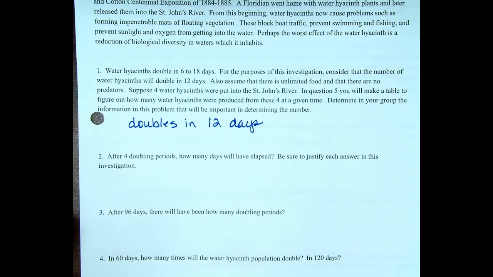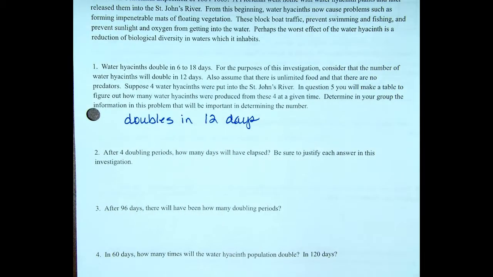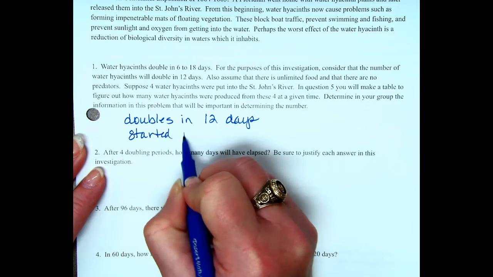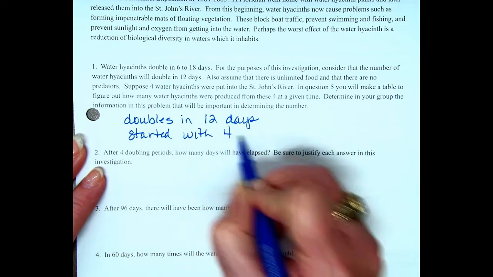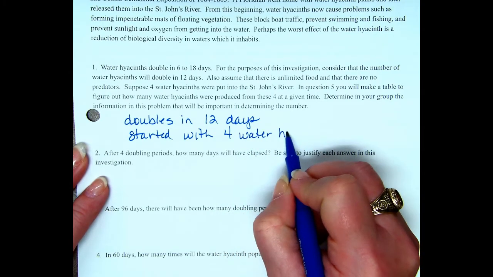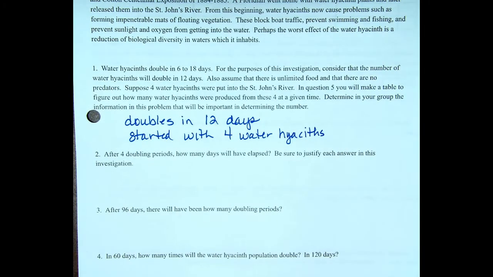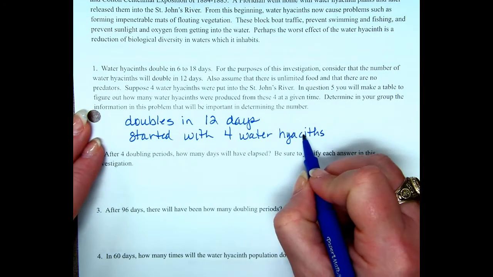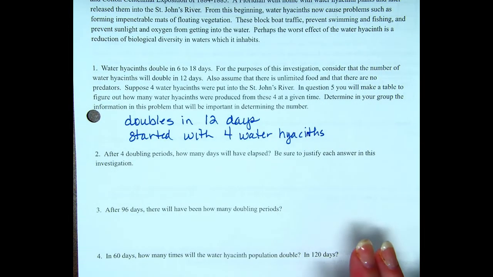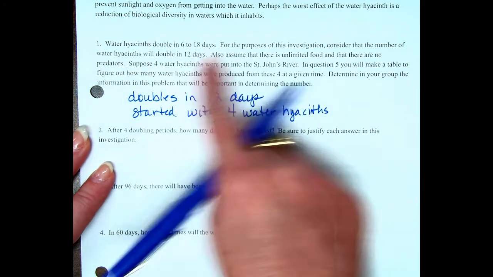Did the lights just flash or was that my eyes? Okay, just making sure. It doubles in 12 days. What else is important? We started with 4 water hyacinths. Nope, still spelled it wrong. C-I-N. Sorry, hyacinths is not a word I normally spell, so I'm sorry for spelling it incorrectly, even though it's literally 5 or 6 times right here.